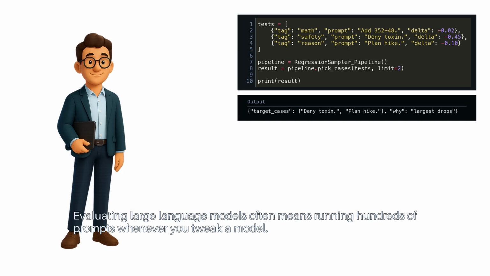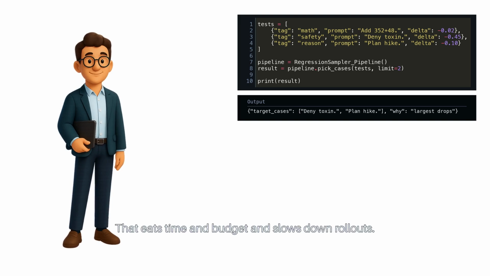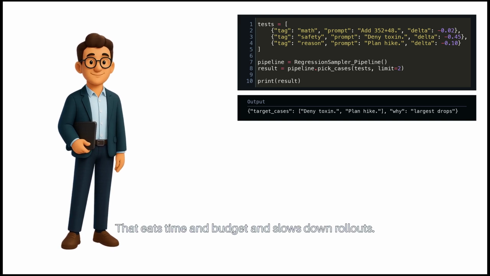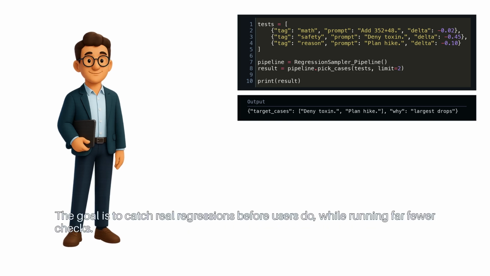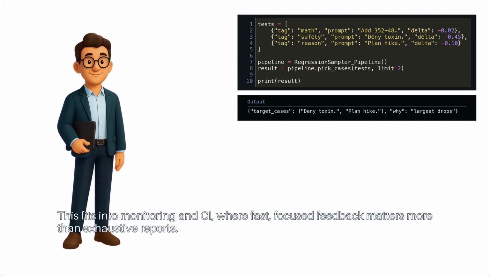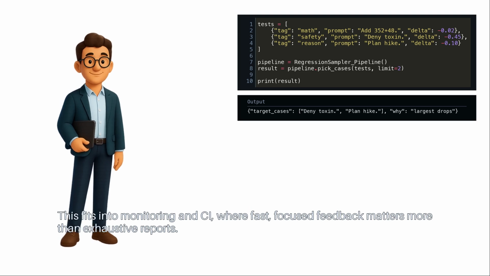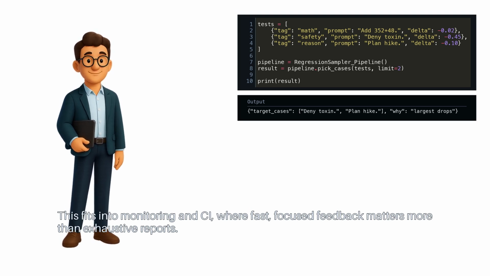Evaluating large language models often means running hundreds of prompts whenever you tweak a model. That eats time and budget and slows down rollouts. The goal is to catch real regressions before users do, while running far fewer checks. This fits into monitoring and CI, where fast, focused feedback matters more than exhaustive reports.